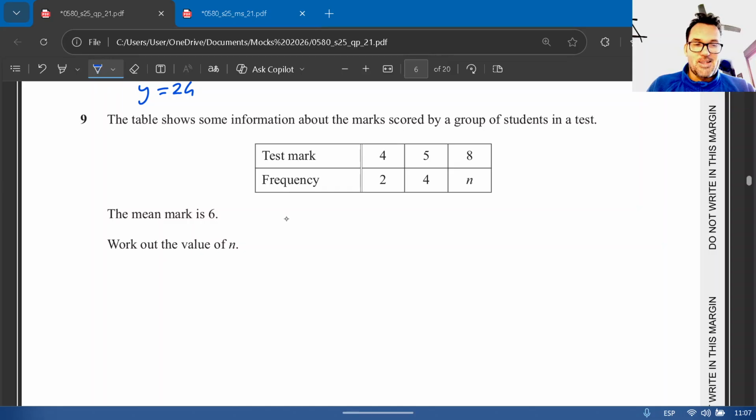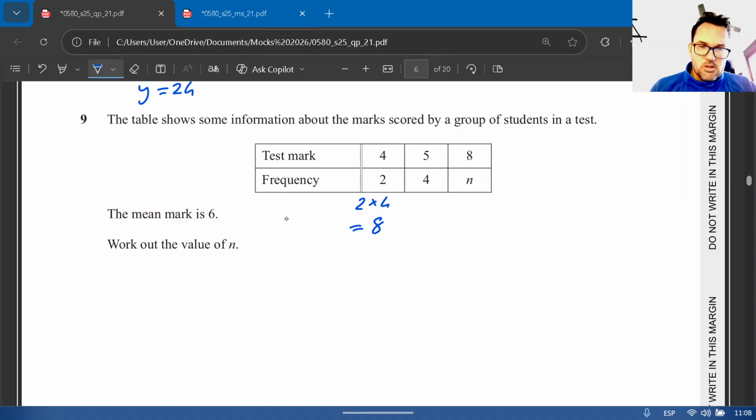You know what I mean? They got 8 out of 10. And it tells us the mean mark is 6. I have no idea how to do this, so I will do what we normally do. We need to add up all the marks of all the students. These 2 students both got 4 out of 10, so we will do 2 times 4. They got a total of 8 marks between them.